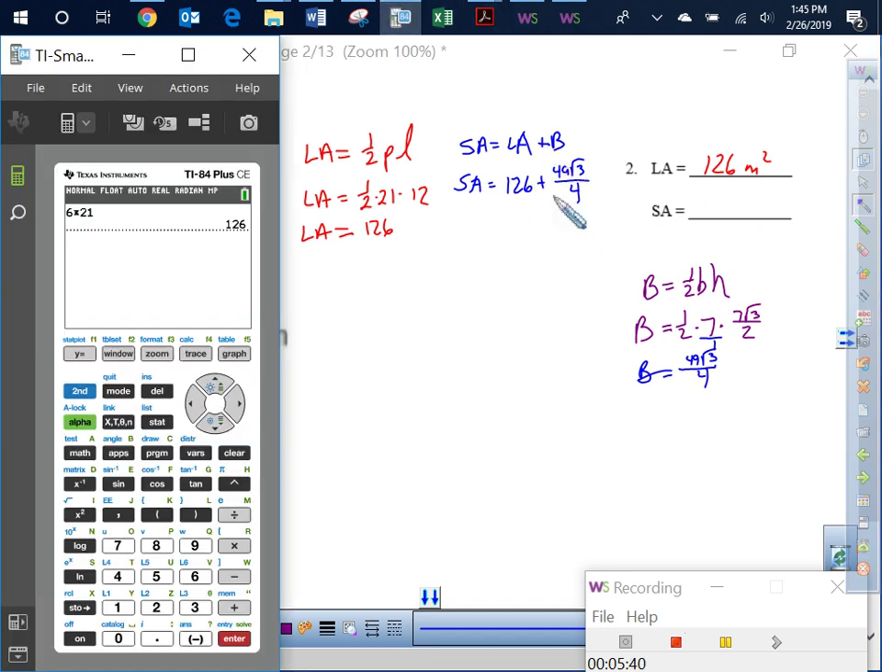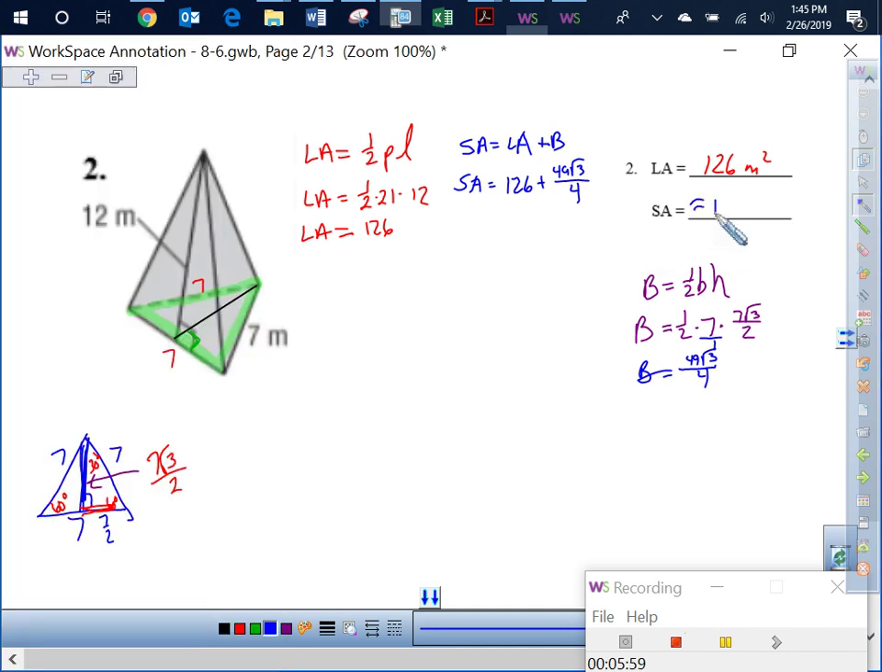So what I do is I'm going to do the 49 square roots of 3 first and hit equals. And then all I got to do is divide by 4. Now I just add the 126 to it. And that's about 147.2. So about 147.2 square meters.